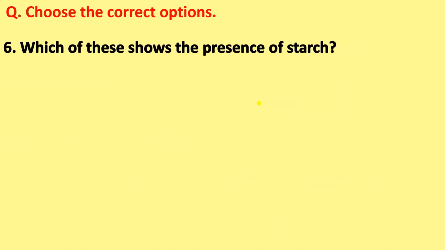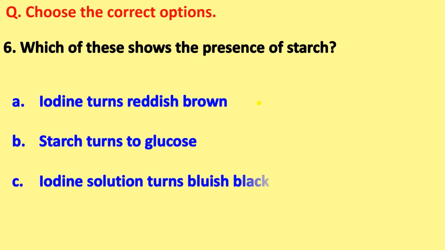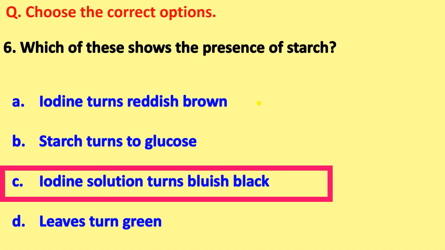Question number 6. Which of these shows the presence of starch? Option A. Iodine turns reddish brown. Starch turns to glucose. Iodine solution turns bluish black. And leaves turn green. So think, which shows the presence of starch among this? It is iodine solution turns bluish black.